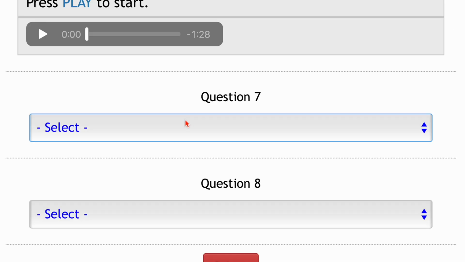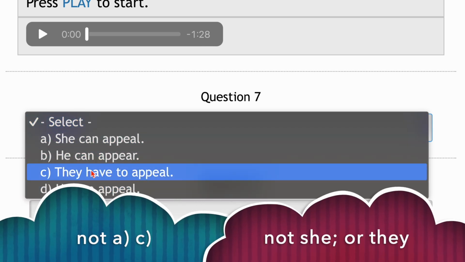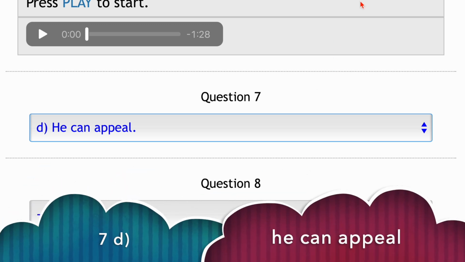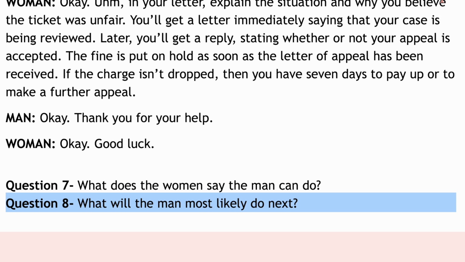So it should be D, not she can appeal and not they, so D. And question 8, what will the man most likely do next?